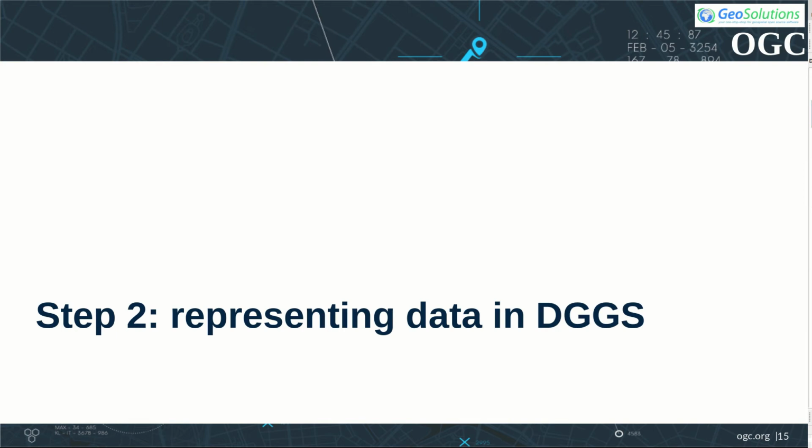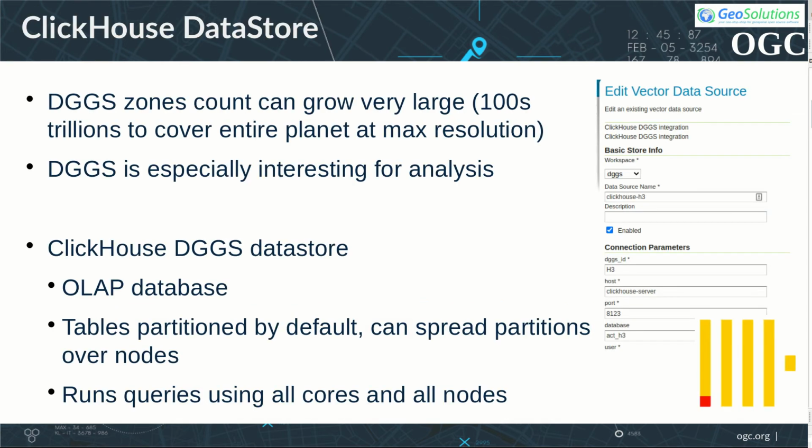With a better understanding of DGGS structures, we moved on to representing data on top of the DGGS grid. The number of zones covering the planet can grow very large, up to hundreds of trillions at the maximum resolution. This can be challenging for a classic relational database. Also, DGGS structures are particularly interesting for data analysis. Based on that, the ClickHouse OLAP database has been chosen for the prototype.